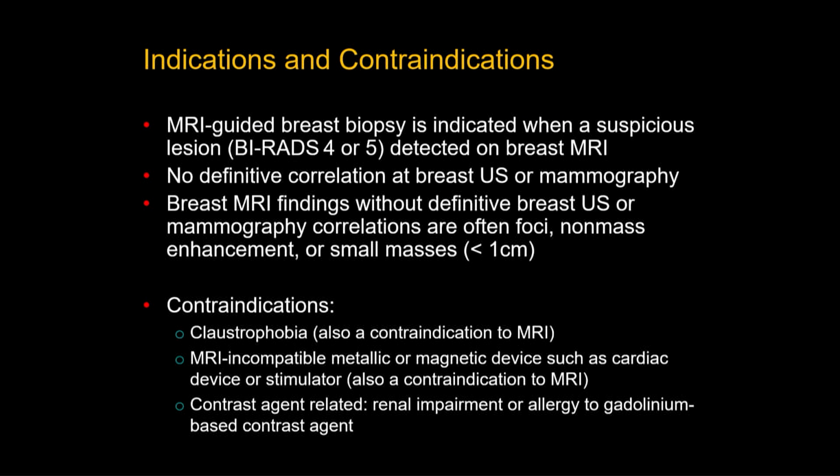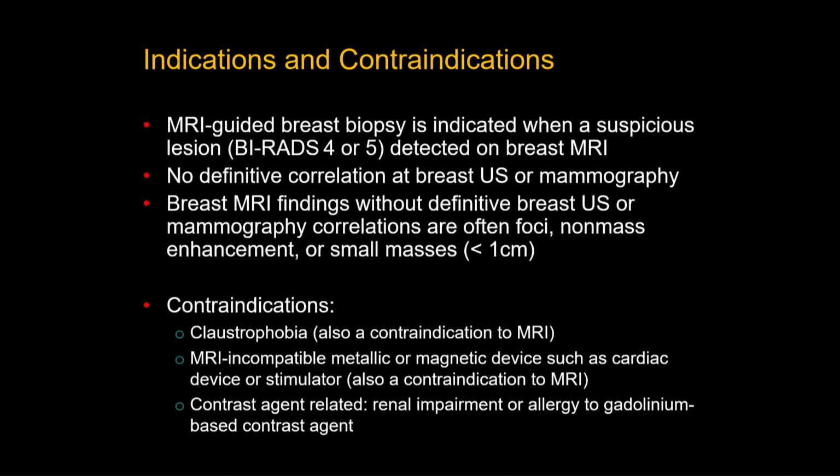So what are the indications? The indication for an MRI-guided breast biopsy is going to be any suspicious finding, so BI-RADS 4 or 5, that's detected on breast MRI, but you don't have a definite correlate on ultrasound or mammography. Findings that usually don't have a definitive correlate on ultrasound and mammography include foci, non-mass enhancement, or small masses less than 1 centimeter. Actually, at our institution, we don't really send these things for targeted ultrasound because the yield is low and we feel like it delays the care a little bit.